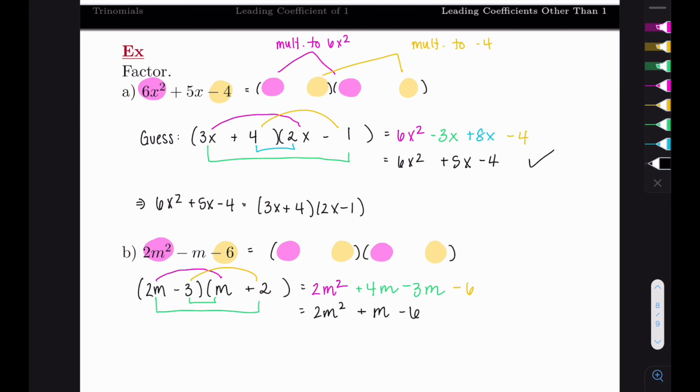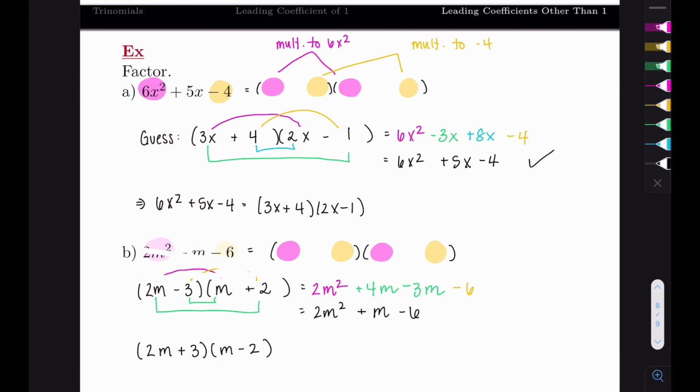Just try switching them. So let's do 2m plus 3 and m minus 2 instead. Okay. So again, I don't need to really multiply the whole thing out because I know my first and last terms give me the first and last terms of my trinomial. So instead, I'm just checking the outer term and the inner term. And those indeed give us that negative m in the middle. So this is exactly what we want.